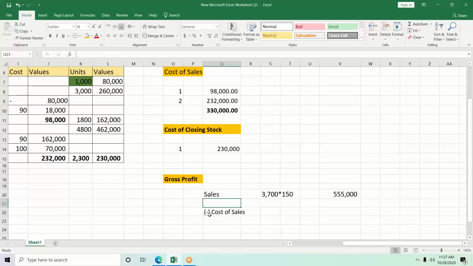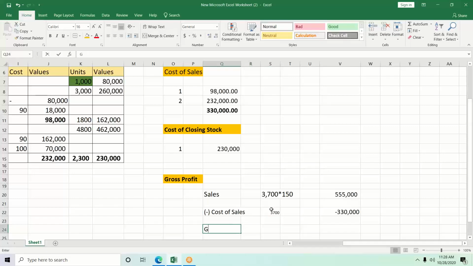Cost of sales you already calculated, no? Cost of sales is 330,000. Cost of sales is how much, Putha? Rupees 330,000. Clear, Miti? You already calculated. So this cost is also for 3,700 units.